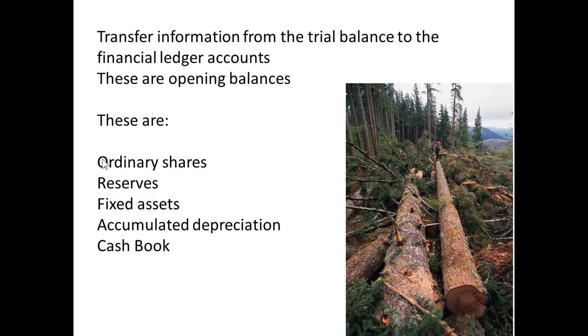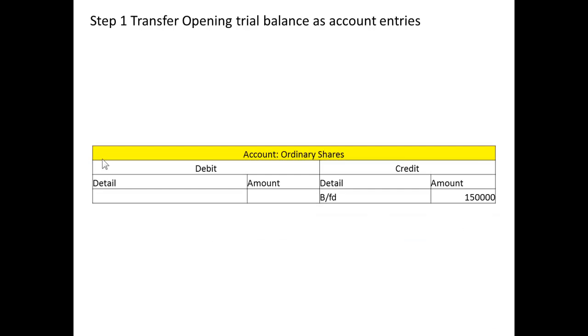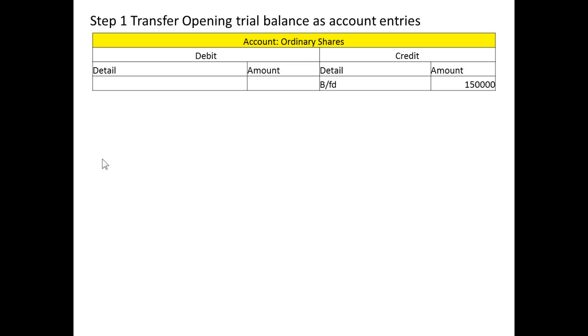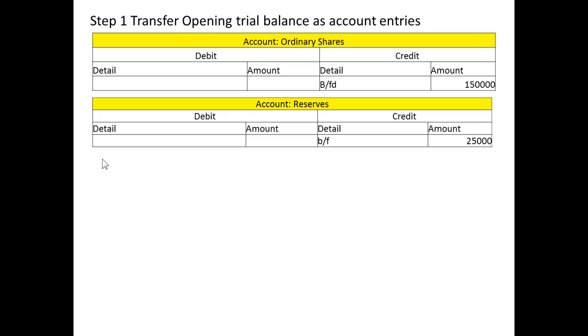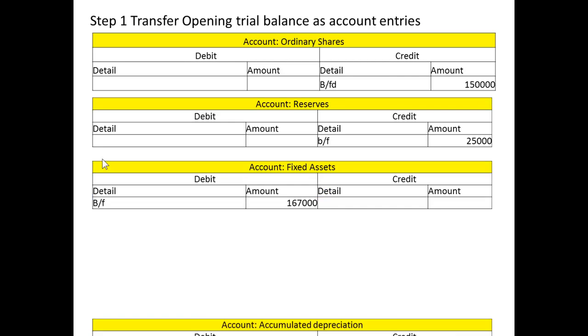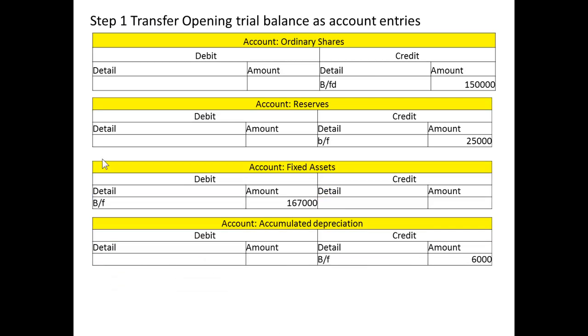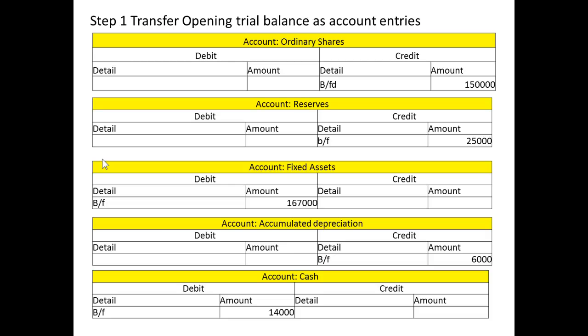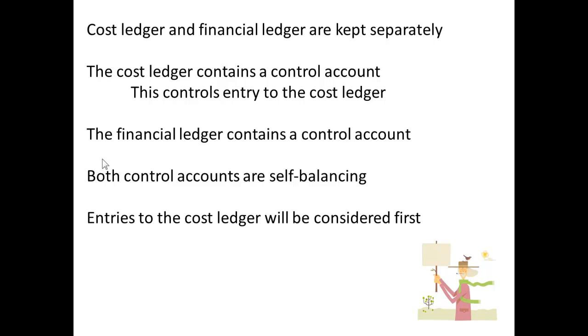We start by transferring information from the trial balance to financial ledger accounts. That's the opening balances, and those are for ordinary shares, reserve, fixed assets, accumulated depreciation and the cash book. So let's transfer the opening trial balance as account entries. Ordinary shares we bring forward as figure, reserves we bring forward, fixed assets we bring forward, accumulated depreciation we bring forward, and cash we bring forward. There we are. Those are our accounts from the opening trial balance.